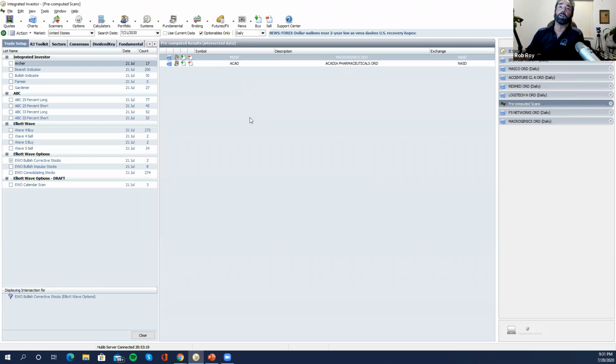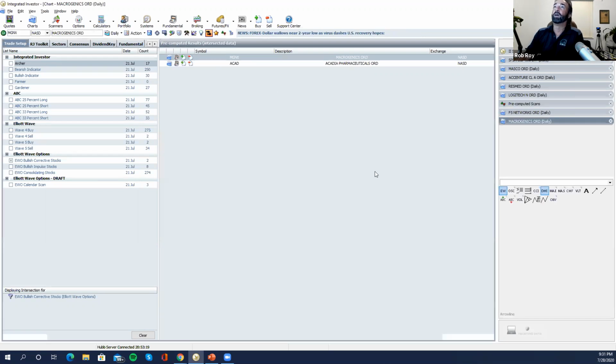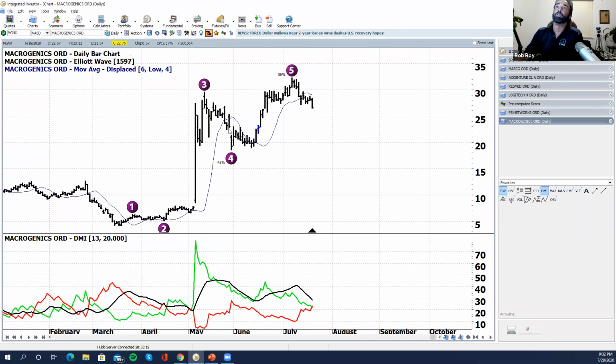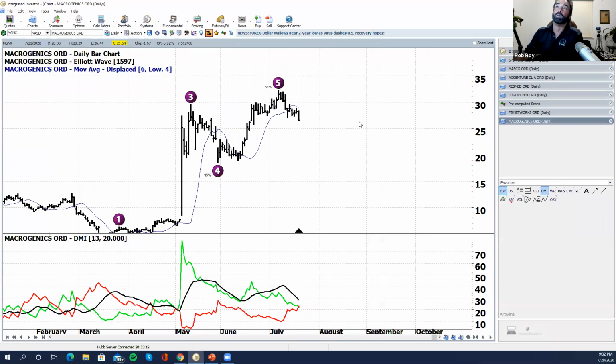So talking about the displaced moving average, it is one of the indicators that's in the corrective search. And so here's an example, MGNX, as you can see. And so this line here is the displaced moving average. So that's how it works. If it crosses that, then you're looking for a corrective move.